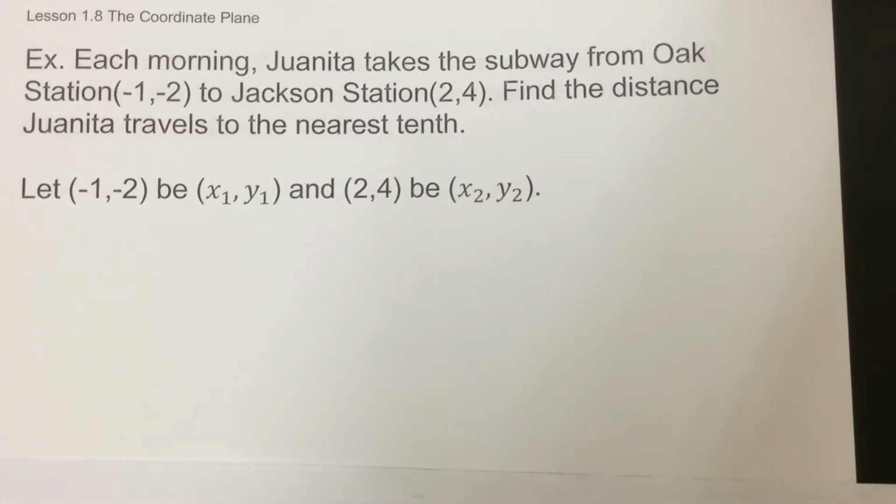So, each morning Juanita takes the subway from Oak Station at -1, -2, this would be on a map, to Jackson Station, which is at 2, 4. So we're just identifying where these are on a map. Find the distance Juanita travels to the nearest 10th. So again, we're using the distance formula.